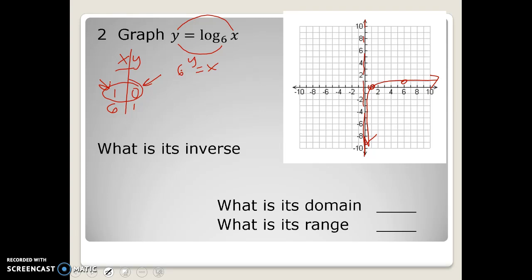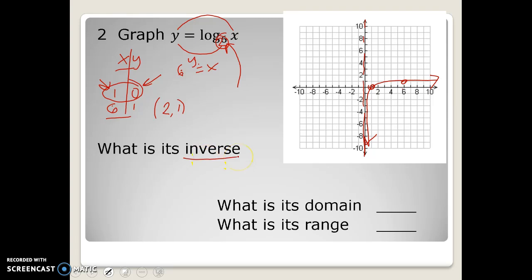The next point that will be on the graph has to do with the base. Here I went over 6 and up 1 because the base was 6. 6 to the first is 6. The last equation I had a 2 here, and my next point was not at 6, 1, but at 2, 1. And so that's how you can look at the base and determine what the shape looks like. What is the inverse of this function?